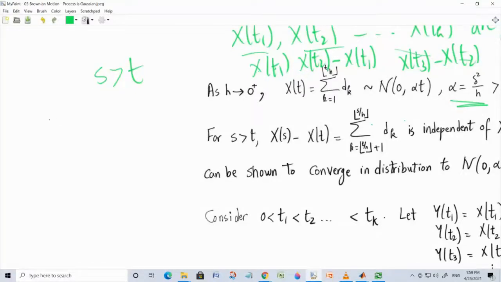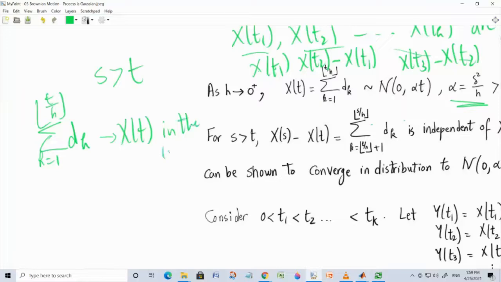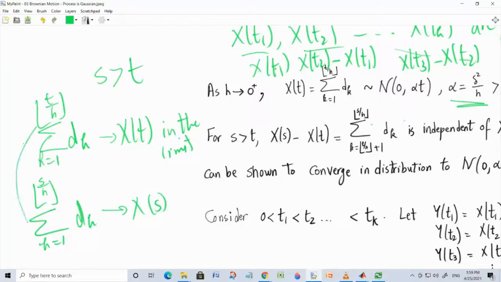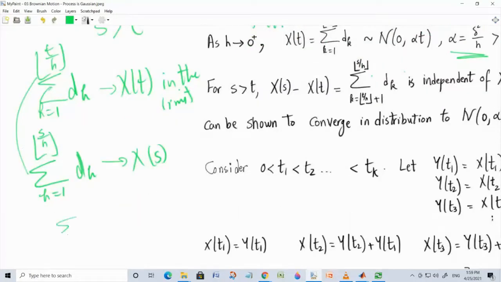So basically, x of t is obtained from the limit: the summation over k from 1 to the floor of t over h of dk. What is x of s? This is x of t in the limit, and x of s is basically the sum from 1 to the floor of s over h of dk. But what is the difference between these two? The difference will be the steps starting from the floor of t over h plus 1 to the floor of s over h of dk.